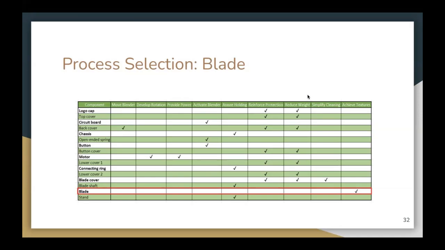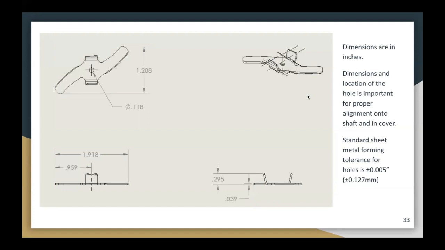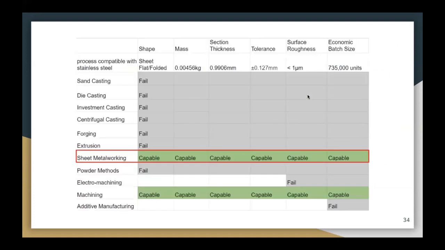Thank you. Now I'll take us into the process selection. First, we'll start with the blade, whose primary function is to achieve textures. Here we have the critical dimensions of the blade, and a standard sheet metal forming tolerance for holes is about 0.127 millimeters. Here we have the process selection chart.